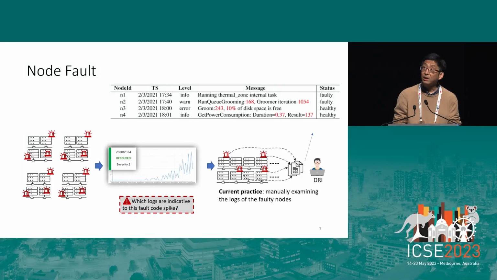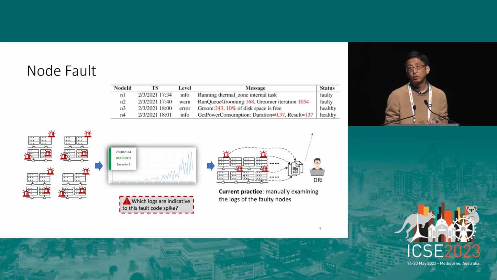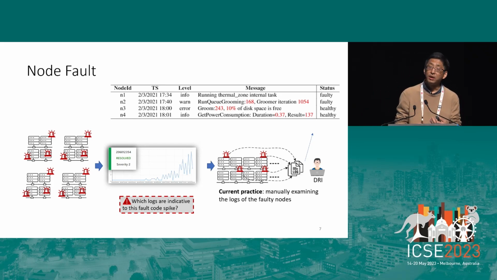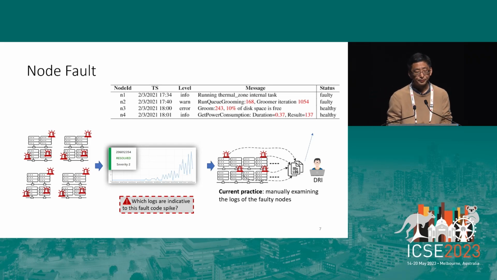There are also many other instances of this kind of problem. For example, node failure. The computing nodes, like the computing server, failed. Then what could be the root cause? So people may look at the logs. There are some passing logs. There are some failing logs. So developers also need to manually analyze the logs and compare the passing logs with the failing logs, and then try to debug the problem.